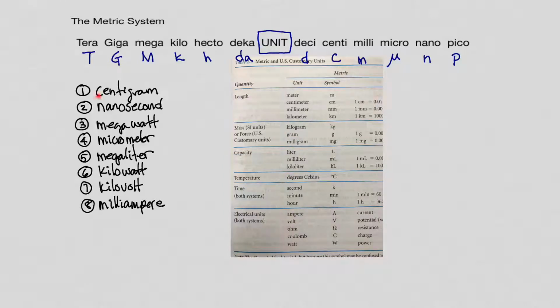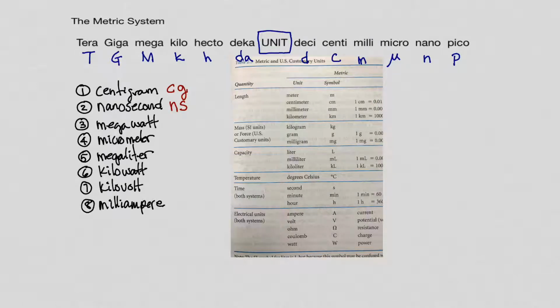Let's start up here with centigram. Centi, that's going to be over here with a C, and you can see that this is a mass, so this is going to be a gram, which is a small g. So for this one, we're going to write CG. Then for nanosecond, nano, way over here to the right, is a lowercase n, and a second, that's a time, and for second we just use S. So we're going to write NS for nanosecond.